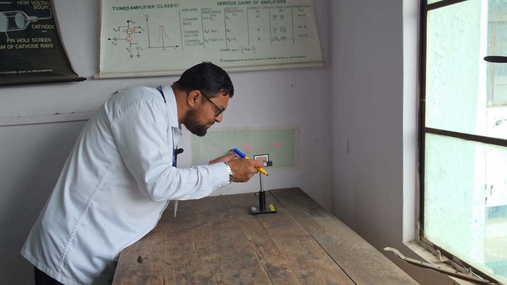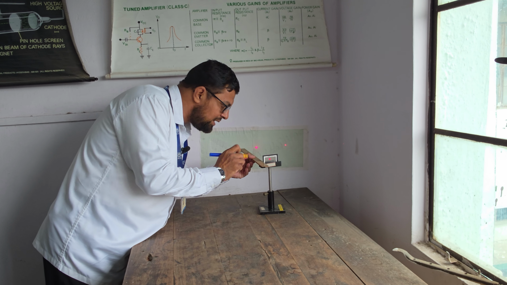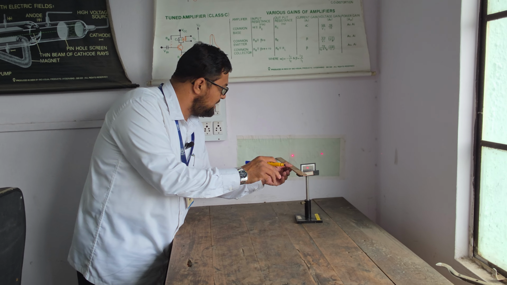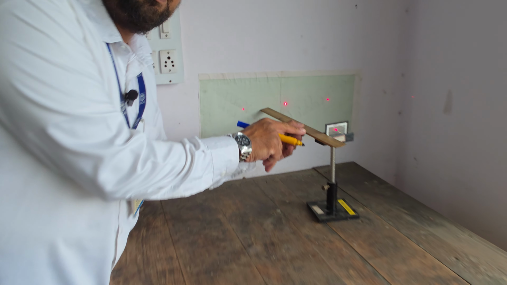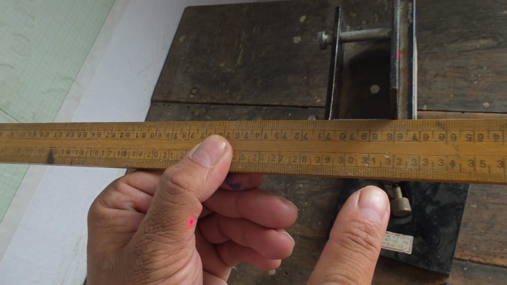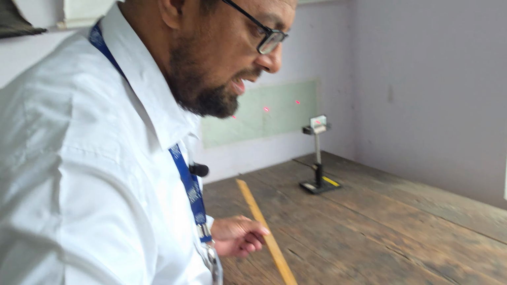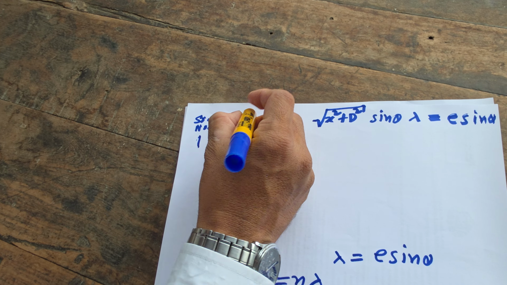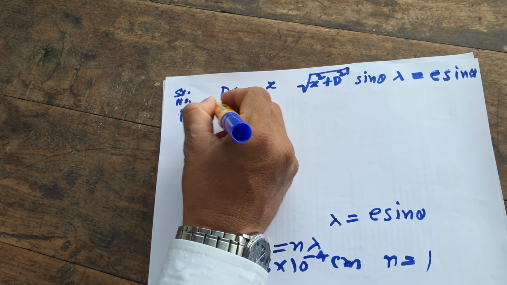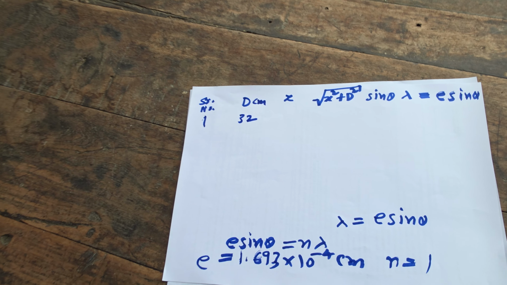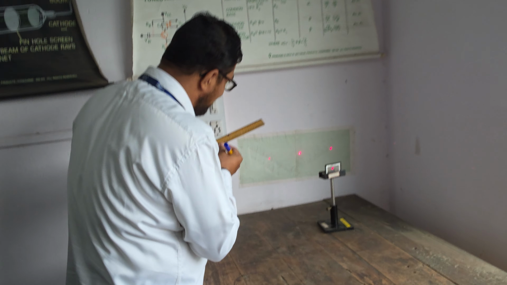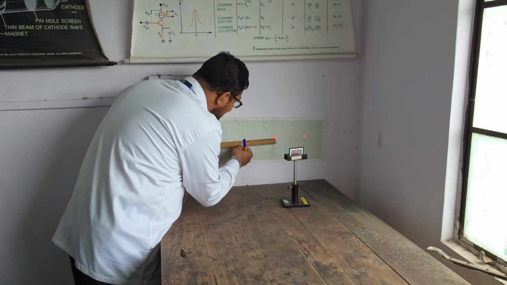So see here, it comes out to be equal to 32 centimeters. You can show it here. It is 32 centimeters. So I will note down this reading here. I will write it down here. So it is 32, in centimeters. Now I will measure this X here with the help of this scale.